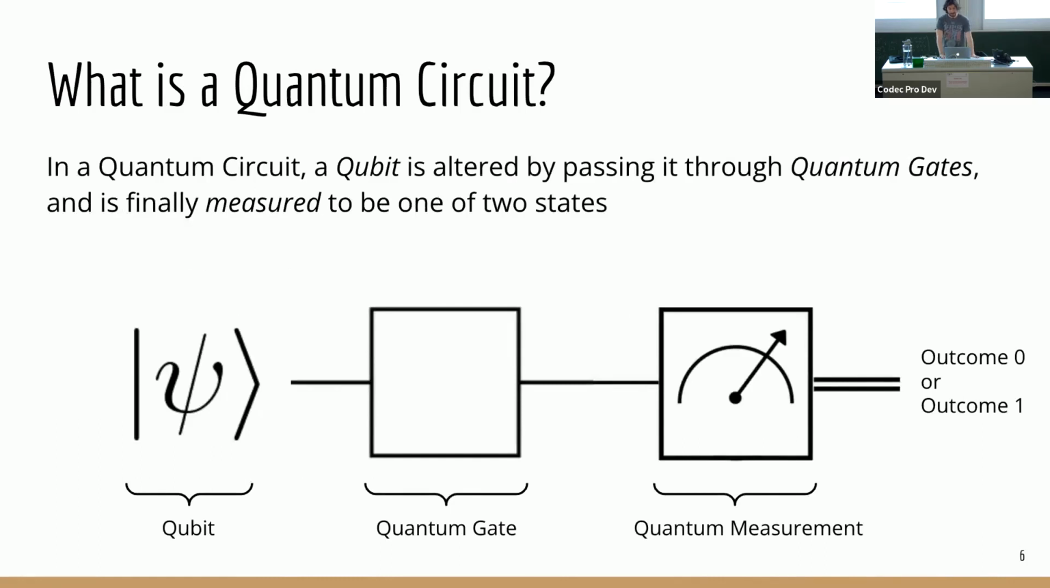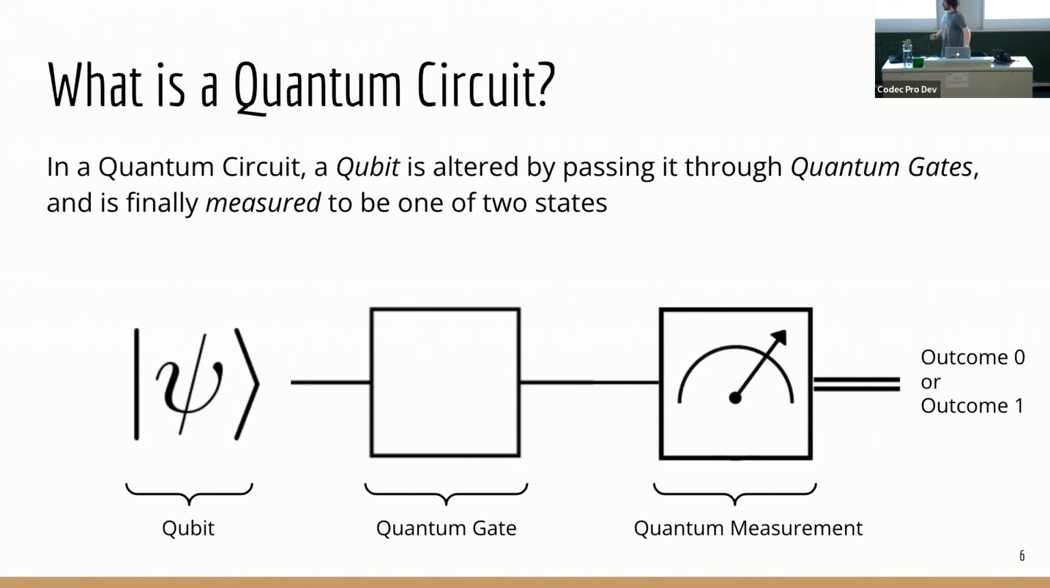So a quantum circuit has the following pieces to it. In a quantum circuit, a qubit is altered by passing it through quantum gates. And finally, this altered qubit state is measured to be one of two states.